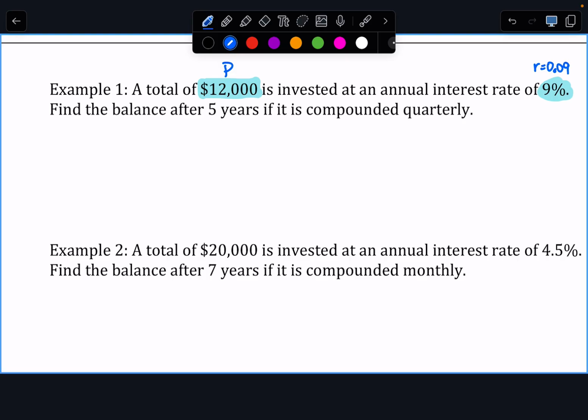Okay, find the balance after 5 years if it's compounded quarterly. So what is 5 representing? Okay, so the only thing we haven't figured out is N. What do you think N is? Okay, and what number would be our quarterly? How many times is it compounded per year if it's happening quarterly? There are 4 quarters in a year. Okay, so quarterly would mean we're compounding 4 times per year.